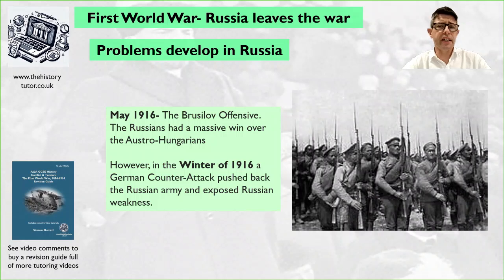By May 1916, things are improving for the Russians, though. Their supply lines are improving, their army is getting better, they're better supplied. They are able to then fight well with the Brusilov offensive. And Russians had a massive win over the Austro-Hungarians in this offensive. However, by the winter of 1916, the Germans had come to reinforce the Austro-Hungarians, and they were pushing the Russians back on all fronts and showed the weakness of the Russian army.